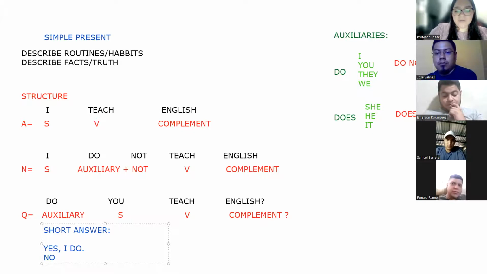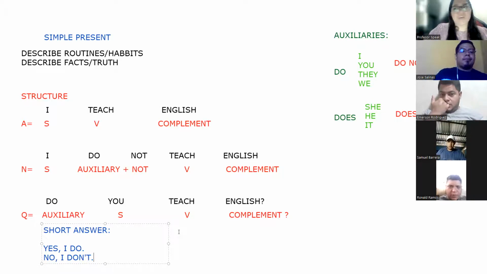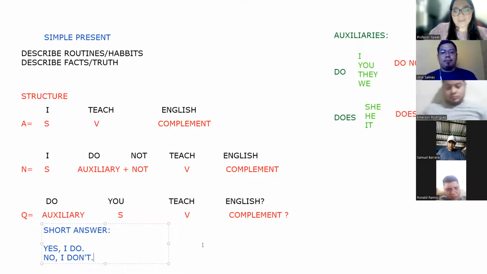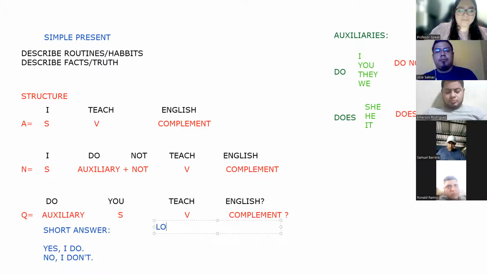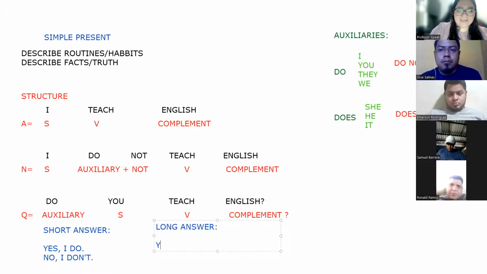Si es negativa, no. I don't. Si es negativa, esta respuesta corta. Short answers. Do you teach English? Yes, I do. No, I don't. Okay. Si es respuesta larga, me va a poner igual si sí y va a seguir la estructura de la afirmativa, ¿verdad? Toda. Sujeto, verbo, complemento. Yes, pero siempre me tiene que decir si sí o no al principio.